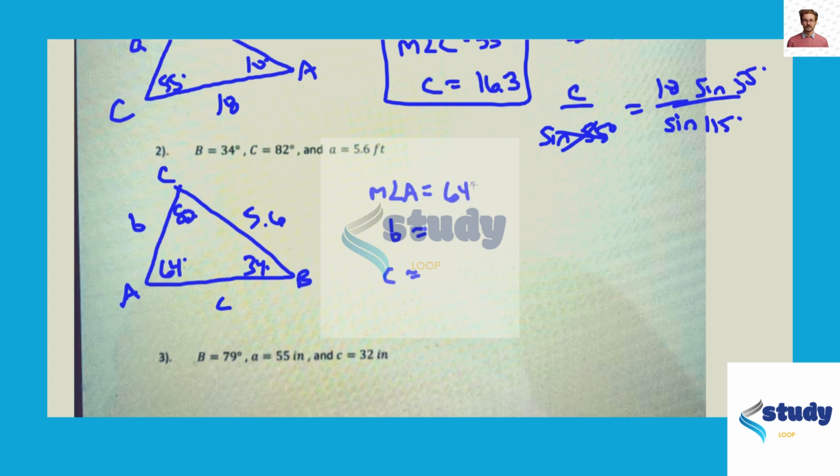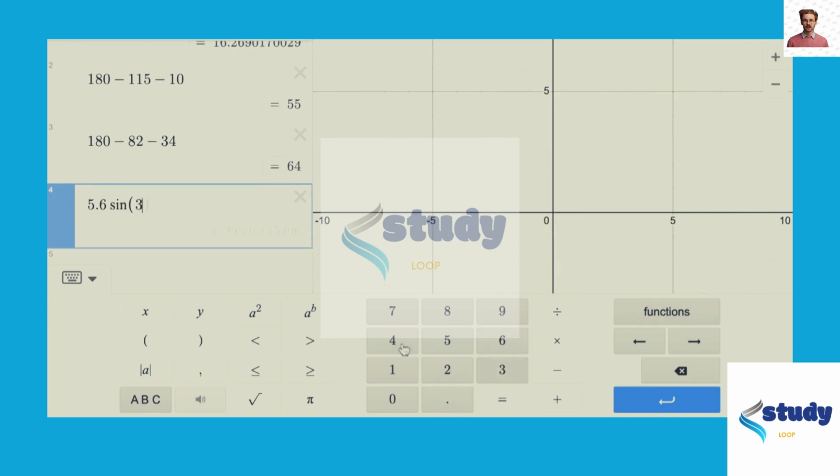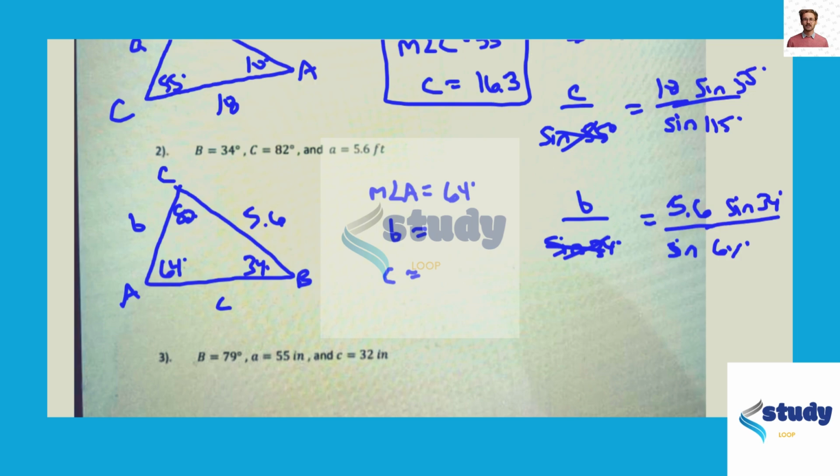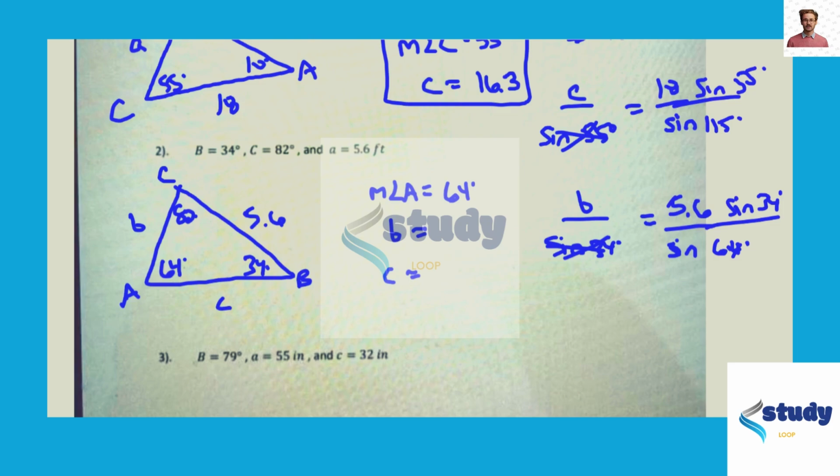Now we can do the law of sines. To find side B, we can say side B over the sine of angle B is equal to side A over the sine of angle A. Cross multiply the sine 34, and we're solved for B. 5.6 sine 34 over sine 64. To the nearest tenth, that's 3.5.